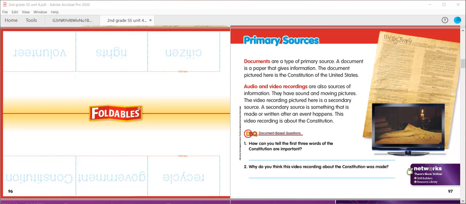The video recording pictured here is a secondary source. A secondary source is something that is made or written after an event happens. This video recording is about the Constitution. To learn and practice the primary source skill, click on the Skill Builders icon. Unit 4. Okay, so the Skill Builder icon, again, is one of the features that we have online if you want to go through and use it.